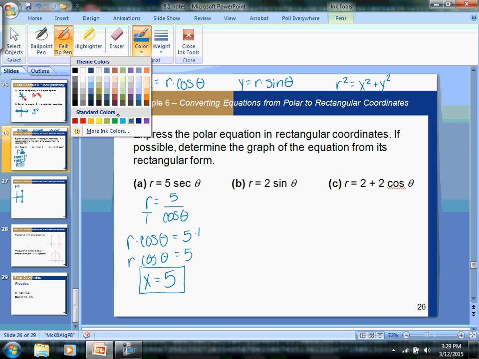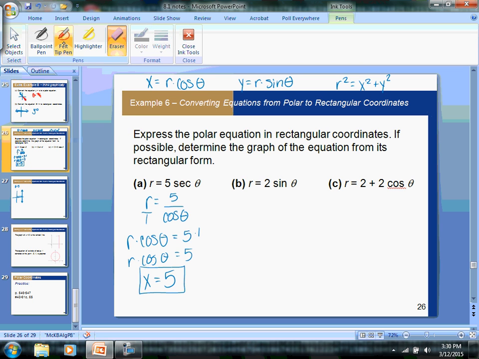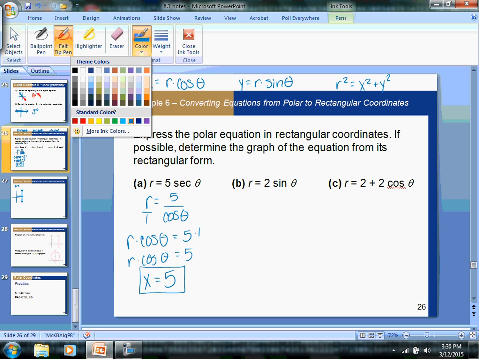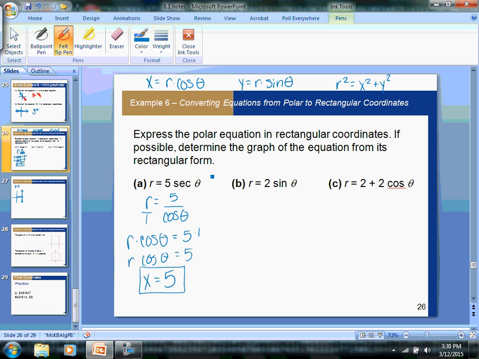Okay, so let's take a look at part B. Maybe if I can switch pen colors here. Maybe not. Okay, part B has r equal to 2 sine theta. Alright, for whatever reason it won't let me switch colors, so we will just go like this then.